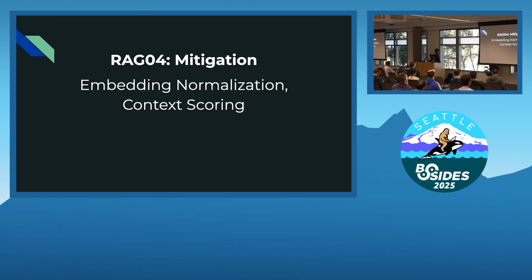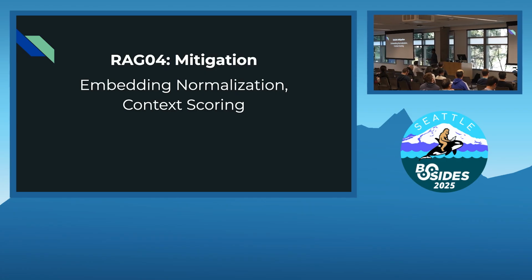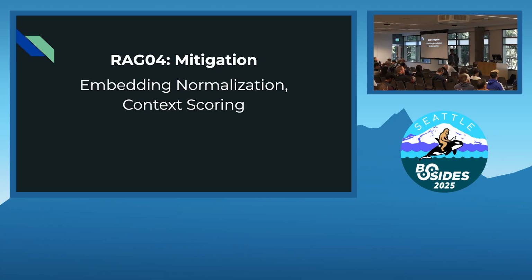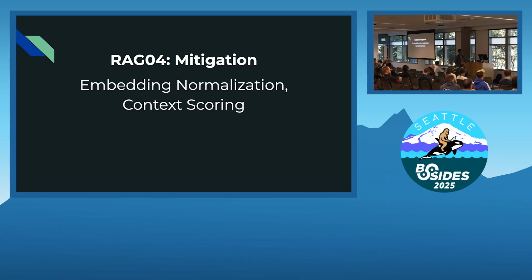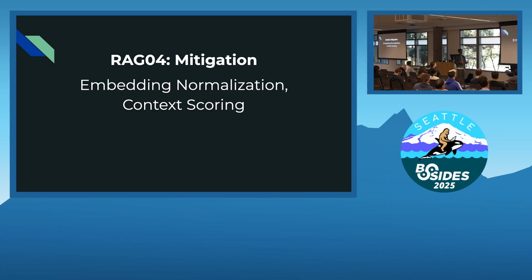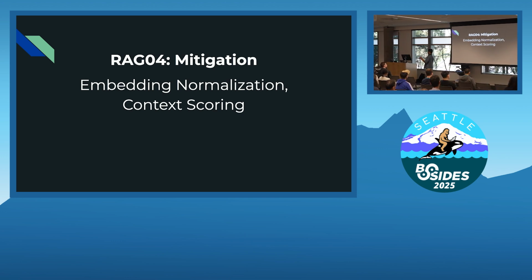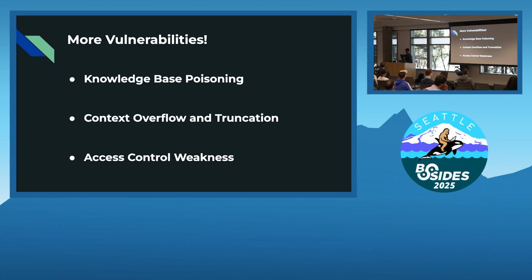Mitigations: you can actually normalize the embeddings to make sure there's no injection or poisoning, right? You can actually score the context based on a benchmark number to make sure that the benchmark number doesn't bypass due to some issue, with the context being fetched from the document DB or the document store.